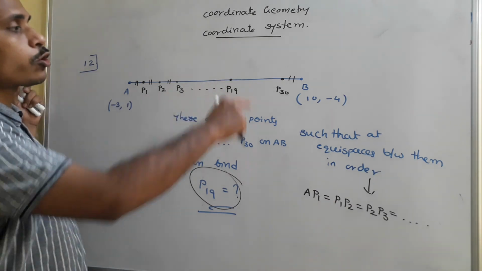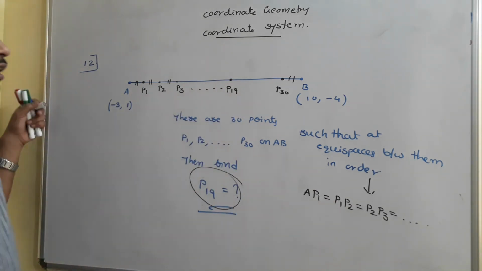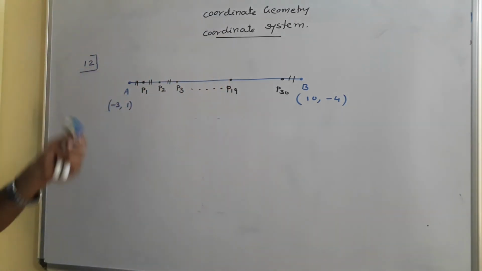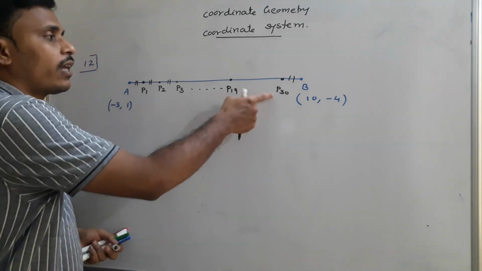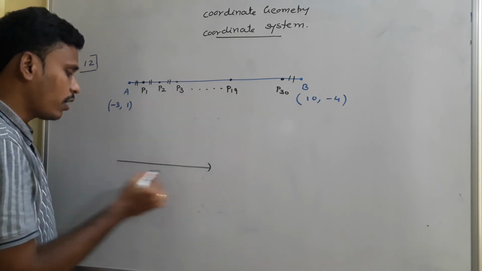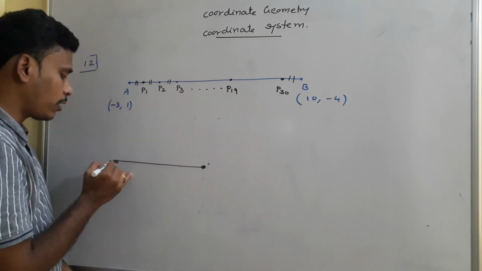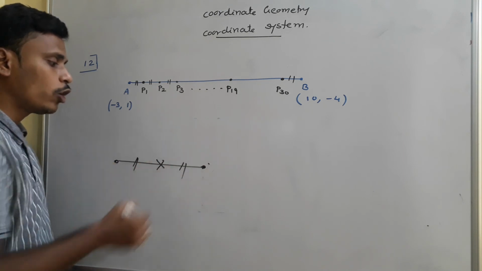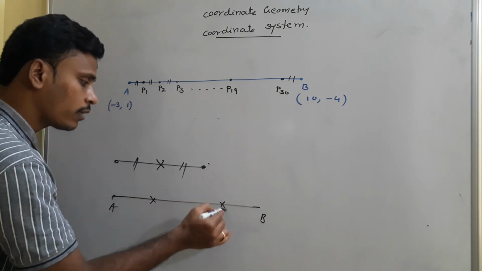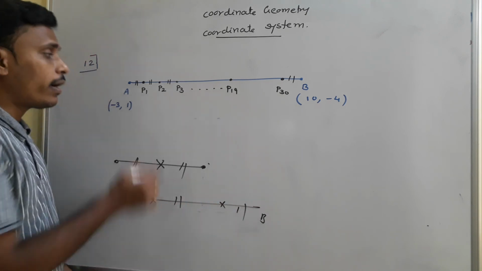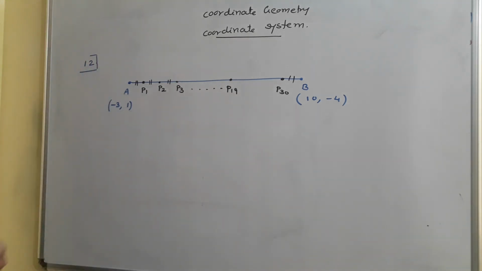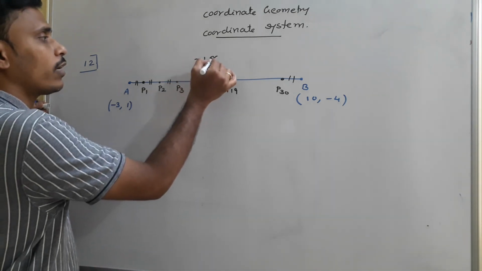Right? Since all those points are in order on the line segment AB with equal spaces between them, just think about it. In total, how many parts are there? How many points are there? 30 points. How many parts are there? 31 parts. A simple logic. If you have one point on a line segment, it is dividing it into two parts. If we have 2 points, it is dividing into 3 parts. But here we have 30 points, so it is dividing the total line segment into how many parts? 31 parts.